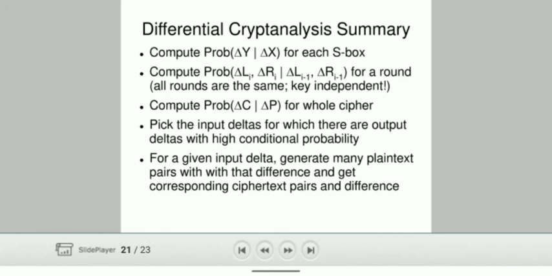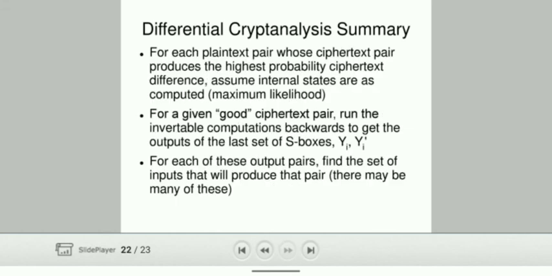For a given input delta, generate many plaintext pairs with that difference and get the corresponding ciphertext. For each plaintext pair whose ciphertext pair produces the highest probability ciphertext difference, assume internal states are as computed. For a given good ciphertext pair, run the invertible computation backwards to get the outputs for the last S-boxes, yi and yi dash. For each of these output pairs, find the set of inputs that will produce that pair.